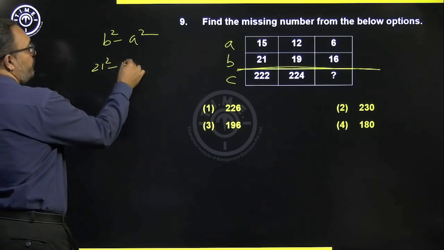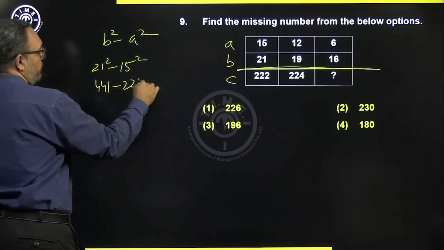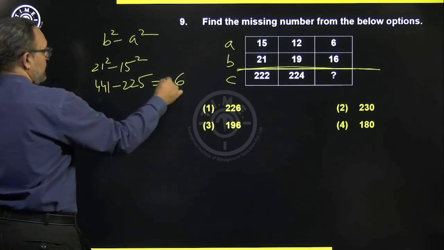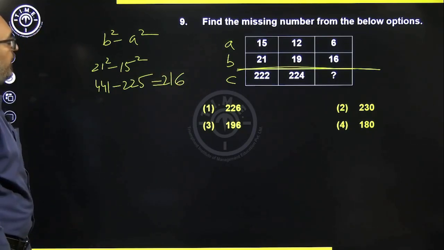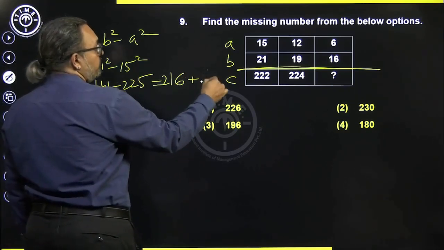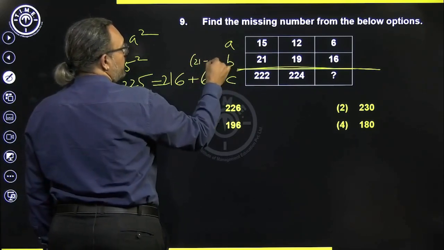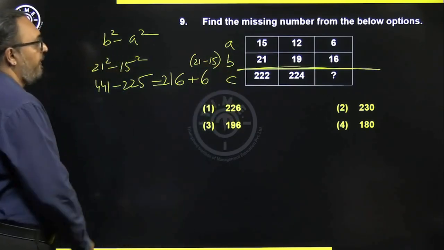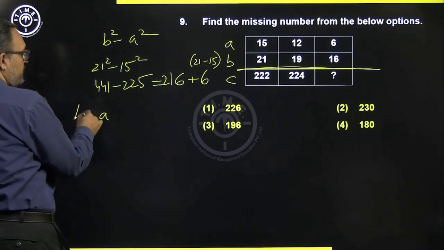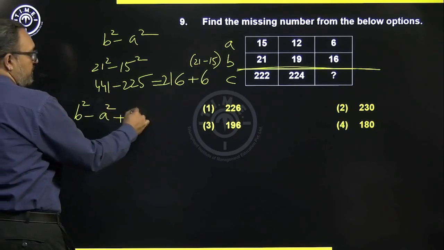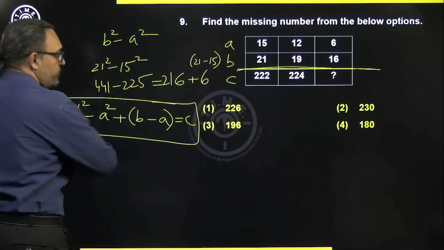So if I do that, so what will I get? 21 square minus 15 square, which is 441 minus 225. So this is 216 you are getting. Now you are to add 6 more. So how am I getting this 6 more? Again by using 21 and 15, I can do 21 minus 15, you get 6. Are you understanding the point? So basically this is B square minus A square plus B minus A. That is how I am getting C. That is the formula we can use.